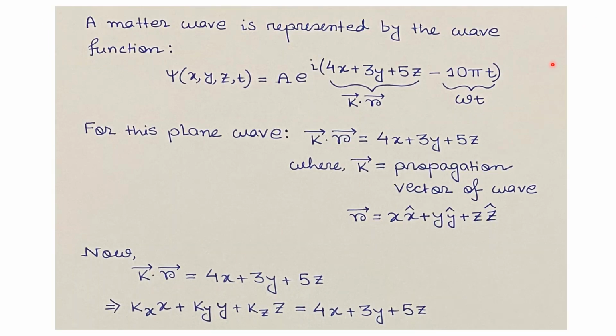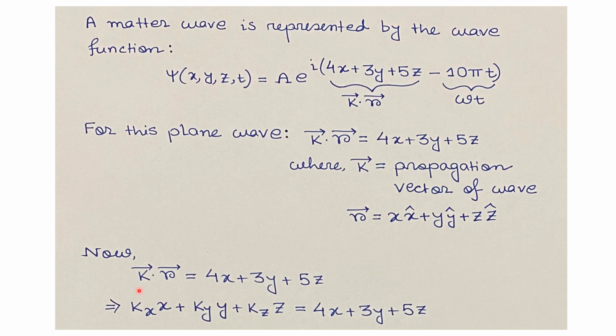So our matter wave is given by this equation. It is clear that this is a plane wave equation. Plane wave equation has the form psi(x,y,z,t) = A e^(i(k·r - ωt)), where k is the propagation vector or the wave vector of this wave, r vector is the position vector and ω is the angular frequency of this wave. In our case, k·r equals 4x+3y+5z, which is written here.